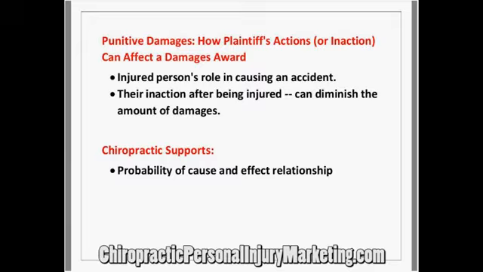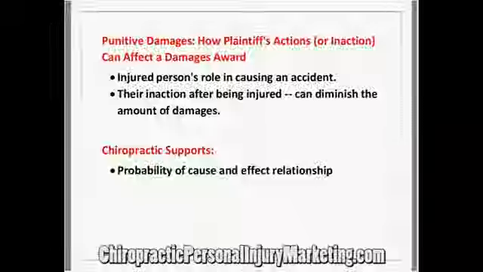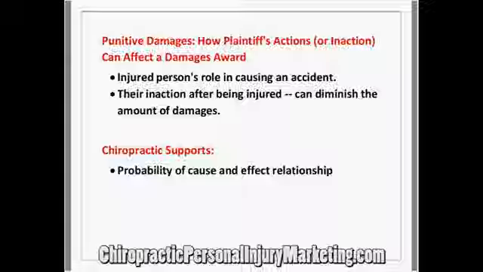And then chiropractic supports the probability of the cause and effect relationship. Now, this is very important. You have to show, remember in the 4 pillars of personal injury, number one, with your consultation and the thoroughness of your consultation, you want to be able to say with high certainty or probability that this accident caused this injury. You need to and want to be able to say it.